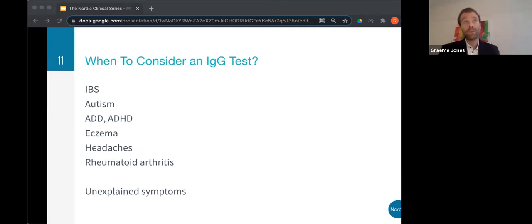But on the flip side of that, another view is that IgG antibodies may not be a marker of intolerance to food, but they may be a marker of just how much of the food people eat. Higher IgG antibodies may simply mean that you eat those foods more often, and then it's like promoting tolerance to those foods. So there is evidence on both sides, and you might consider an IgG test in multiple scenarios.